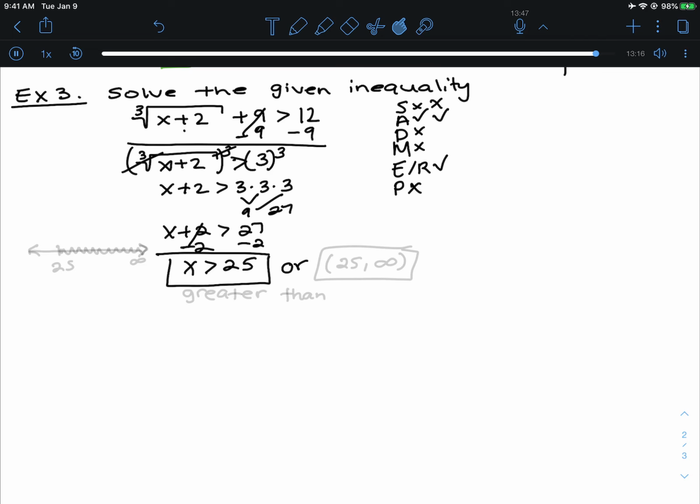Or I can say, since it's greater than, that I'm going to go from 25 all the way up to infinity. Both of these would work. So it's kind of like, once again, having a number line, right? We have the number 25. And what numbers are greater than? Well, the numbers that are going to be greater than are the numbers that are bigger than 25, which is 26, 27, 28. So you'll go from 25 all the way up to infinity. And that is how you solve cube root inequalities.